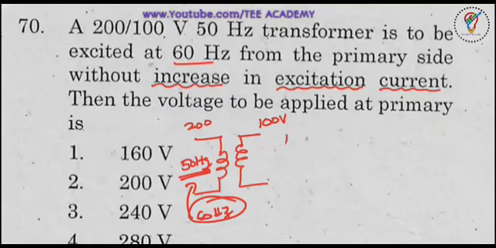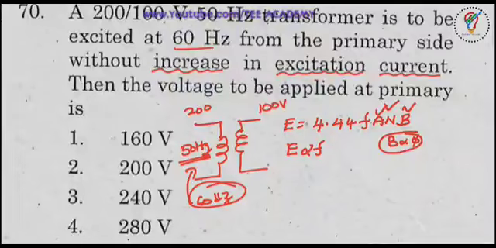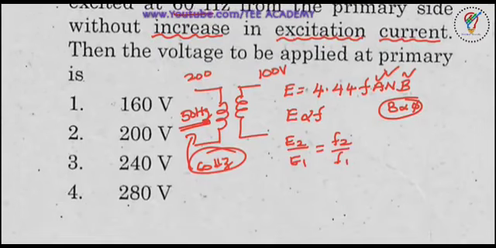Now we will take the formula. E is equal to 4.44 f A N B. Now excitation is constant means B is proportional to phi, it is constant. So B is constant, number of turns is also constant, area is constant. So simply E is proportional to f, I can say. E is proportional to frequency. Now same relationship as we discussed earlier. E2 by E1 is equal to f2 by f1, okay.